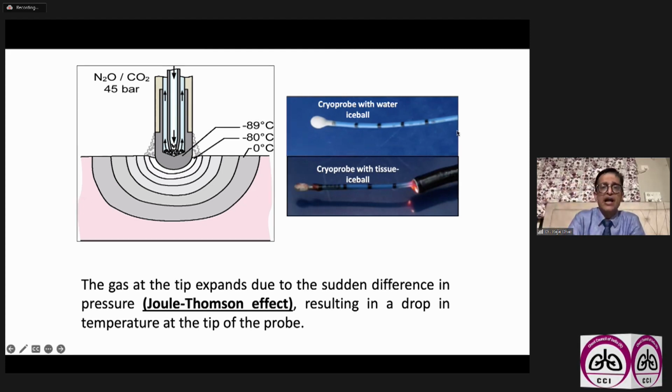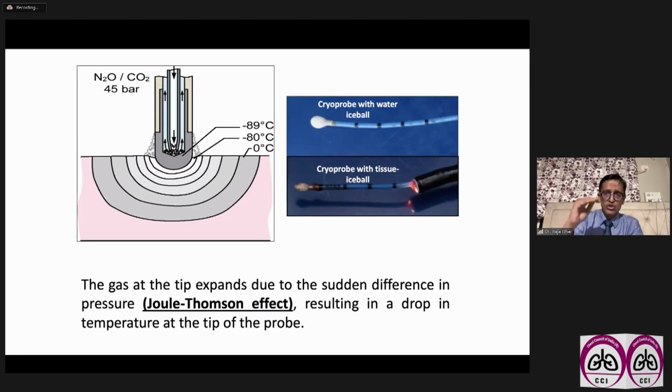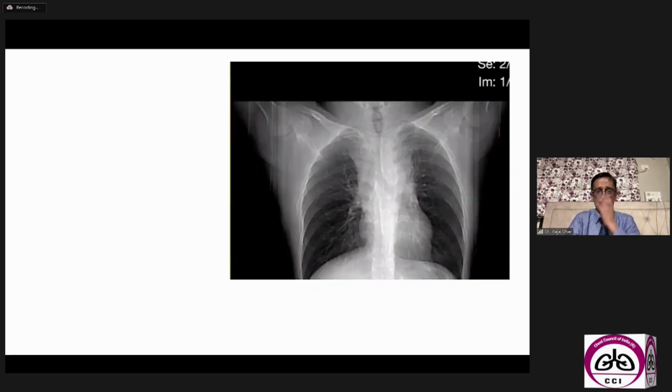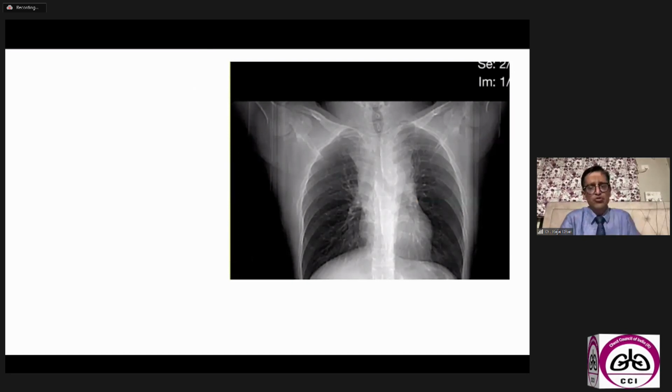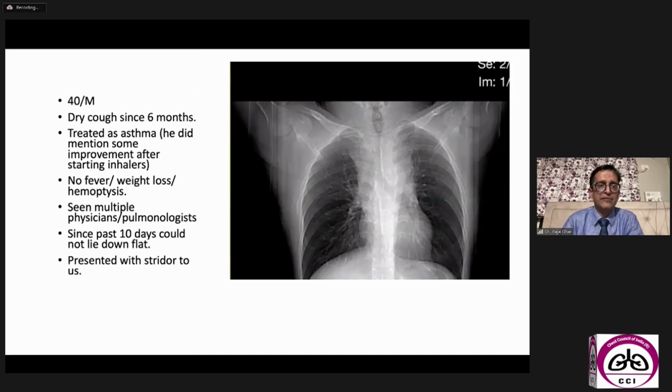You can see two diagrams there. I hope you can see my cursor on there. You can see this is a cryoprobe with a water ice ball at the tip. And then you have the ice ball, but stuck to it is a little bit of tissue. So those are the tip, the gas at the tip expanding due to sudden drop of temperature and pressure is how a cryoprobe acts. Let's take you through certain scenarios quickly, because we'll discuss much more of this as we go along in the panel.